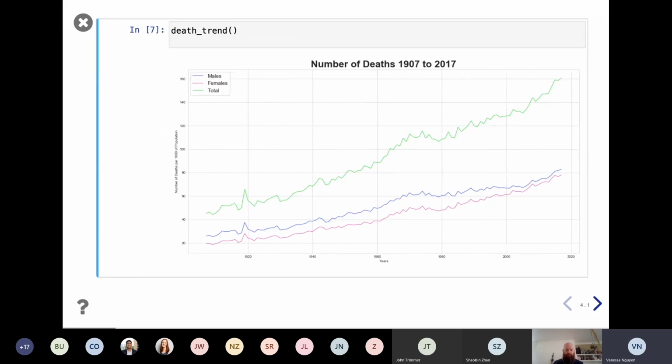And from this graph, you can see that the number of deaths has increased over time. There's a small spike around the 1920s, and it increases dramatically over time. Currently, around 2017, it's around 160,000 deaths per year.